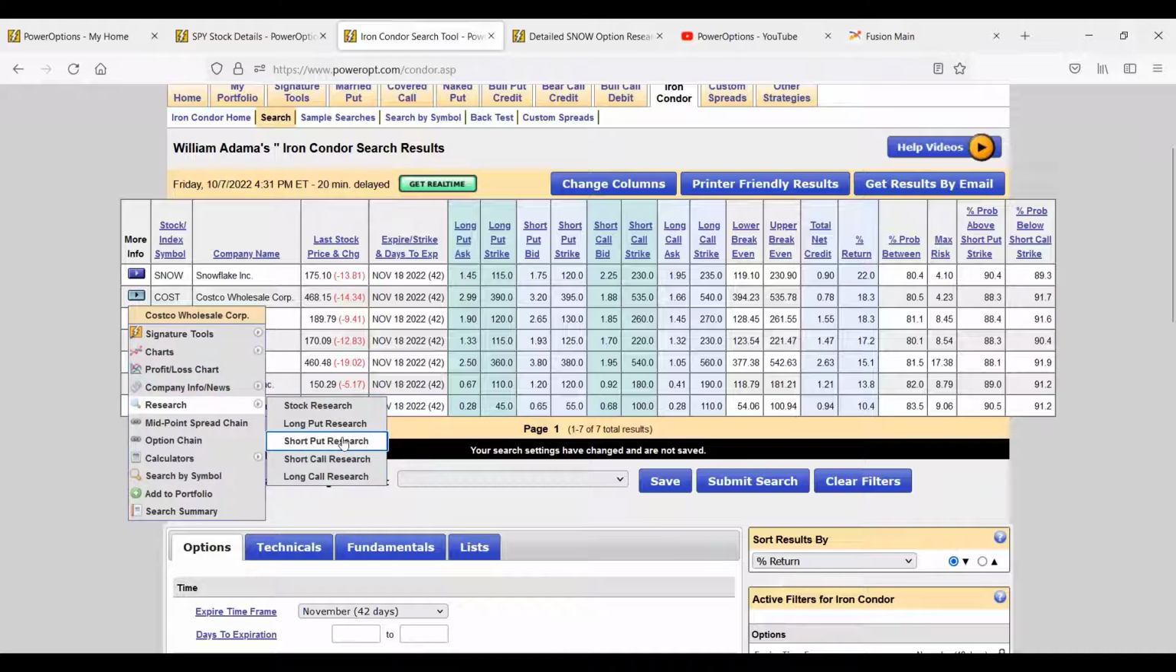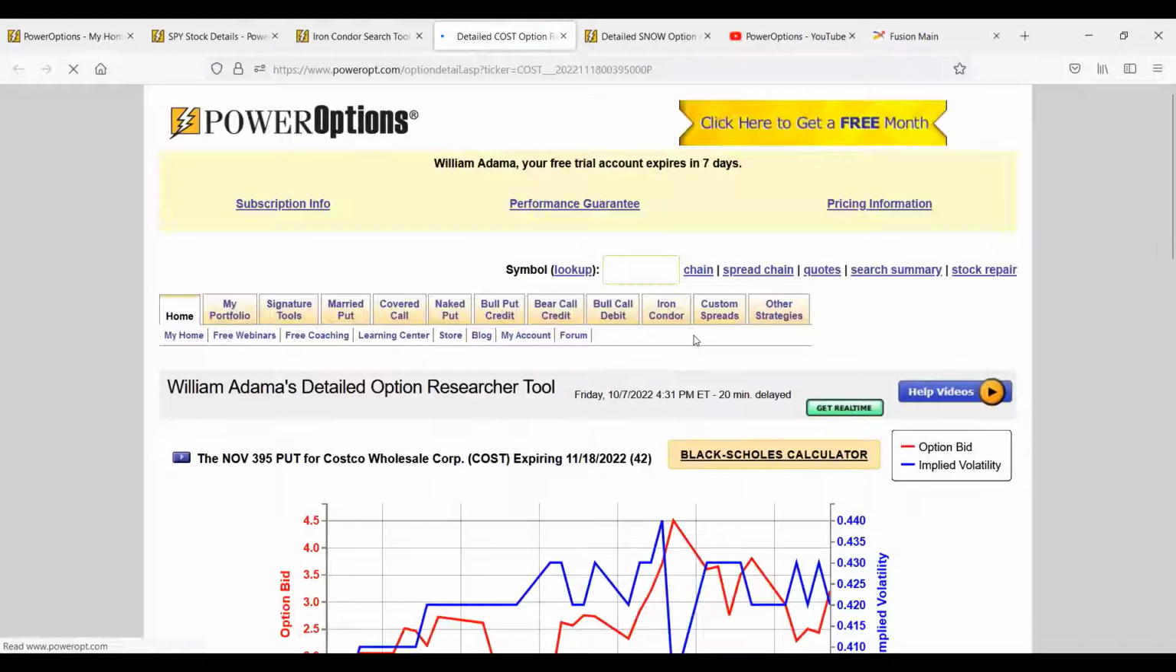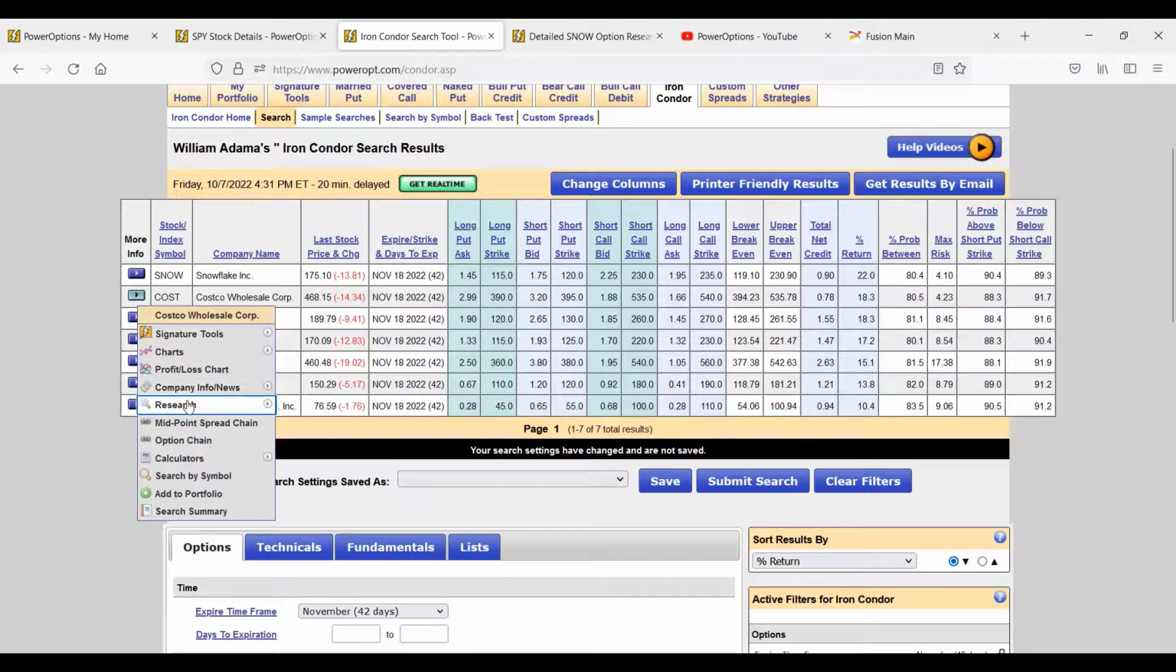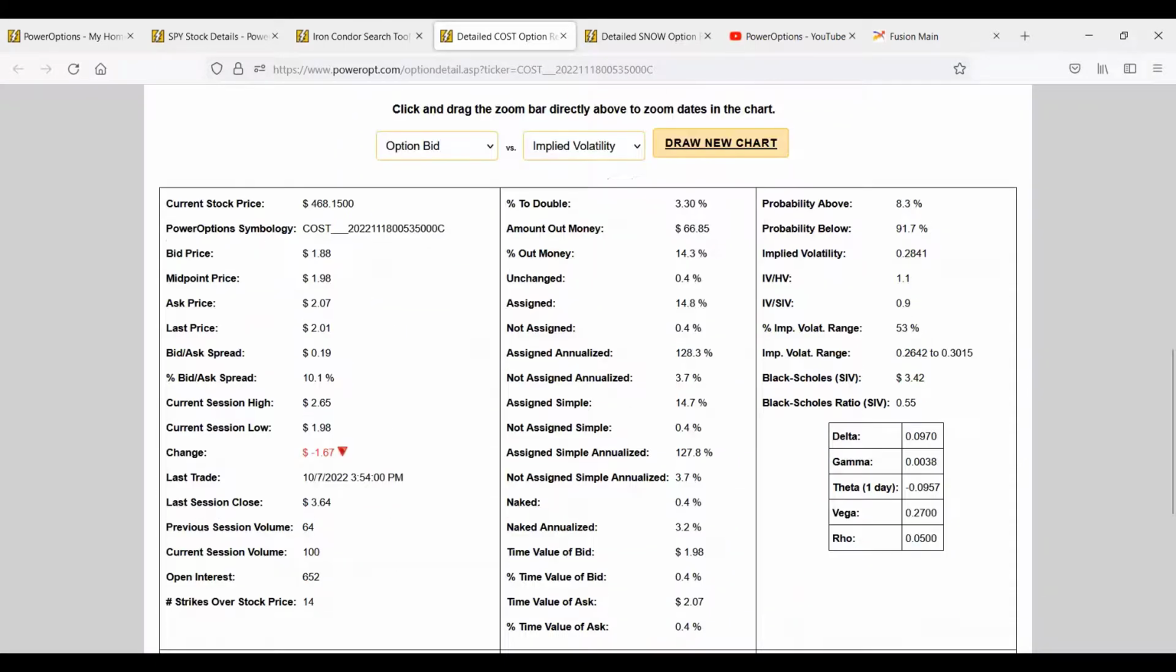Research tool, short put: 88.3% probability above. And that gives us a delta of pretty much negative 0.09, of course. So looking for higher probability, we're around 89 or 90, with a delta of less than 0.10. For the call now, we've got our probability of 91.7% on our short call. And there we go, 0.97, almost exact to the difference to 100.